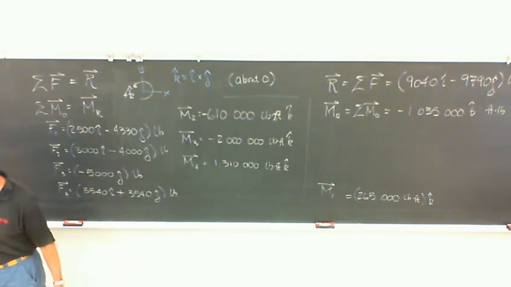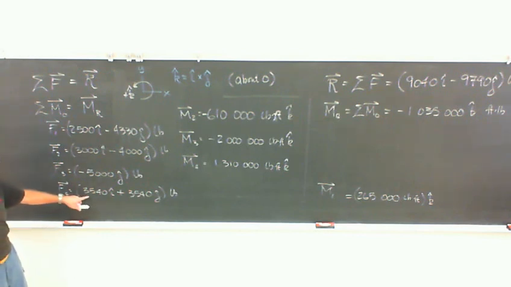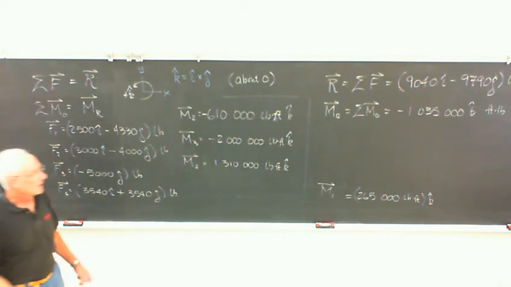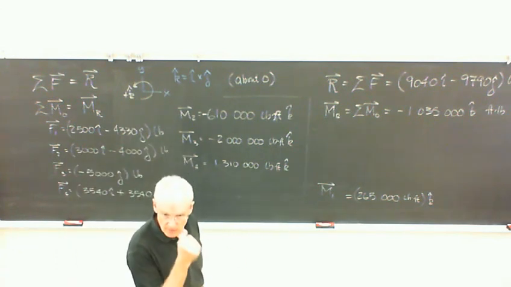Okay, the force is positive in both directions. The position vector is positive in the X direction, but negative in the Y. It's positive by 310 in the X, negative by 70 in the Y. And so something must be going wrong with your cross product.